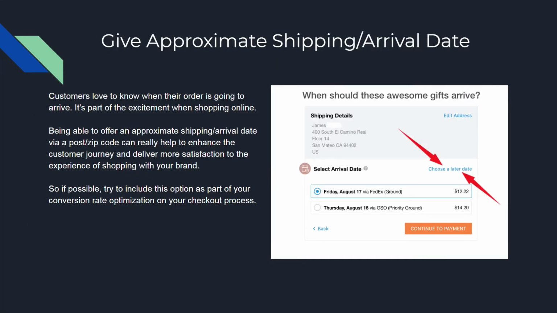Now another good way to improve your checkout process is to give approximate shipping and arrival dates, okay? So customers love to know when their order is going to arrive. It's part of the excitement when shopping online. So being able to offer an approximate shipping arrival date via, say, a post or zip code can really help to enhance the customer journey and deliver more satisfaction to the experience of shopping with your brand. So if possible, try to include this option as part of your conversion rate optimization on your checkout process.